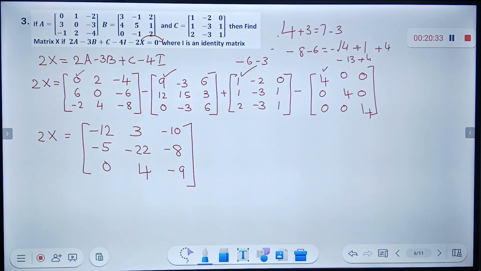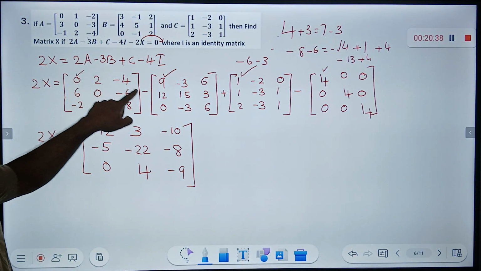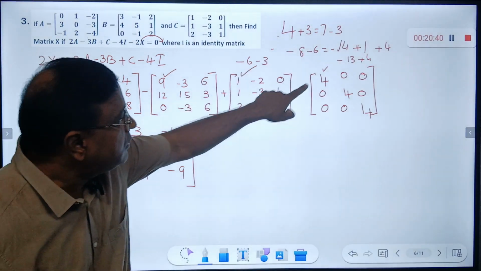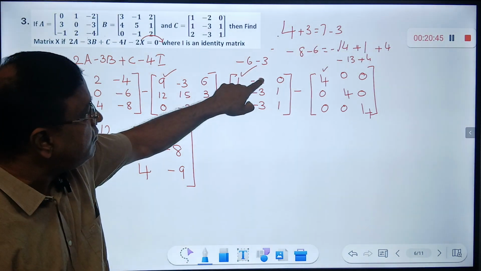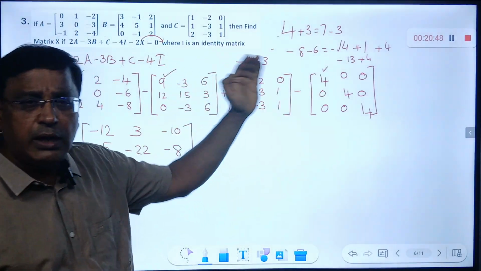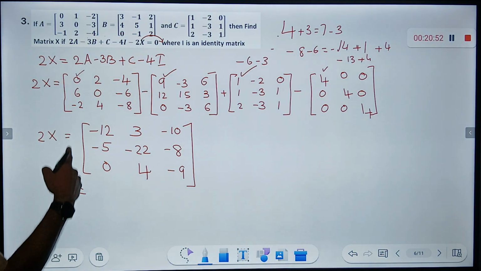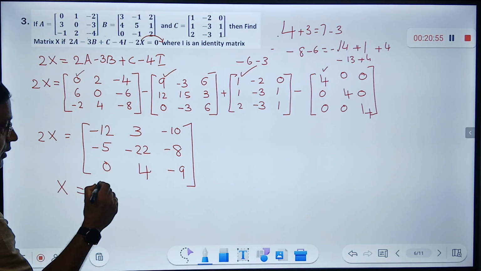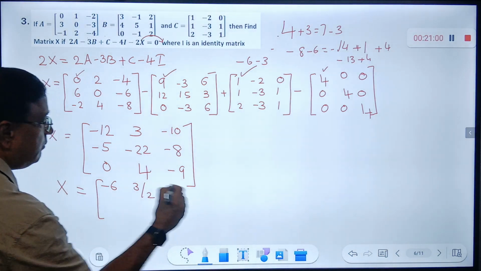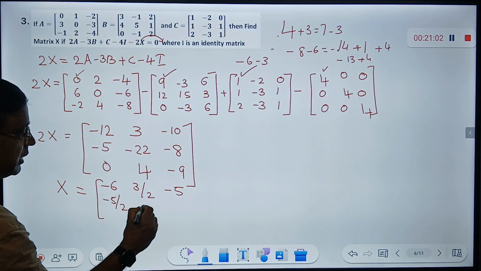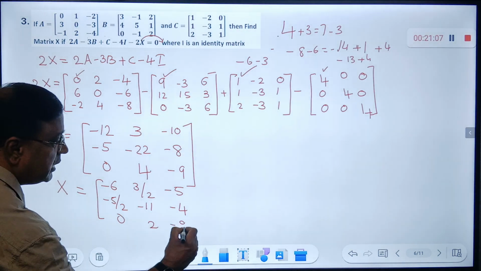So I got this. Simple, just corresponding elements, you go with the operation: 0 minus 9 plus 1 minus 4, 2 minus of minus 13 plus of minus 2 minus 0. Just normal addition and subtraction. Now what is x? You have to divide by half. It's a scalar, so send it inside. So minus 6, 3 by 2, minus 5 by 2, minus 11, minus 4, 0, 2, minus 9 by 2.